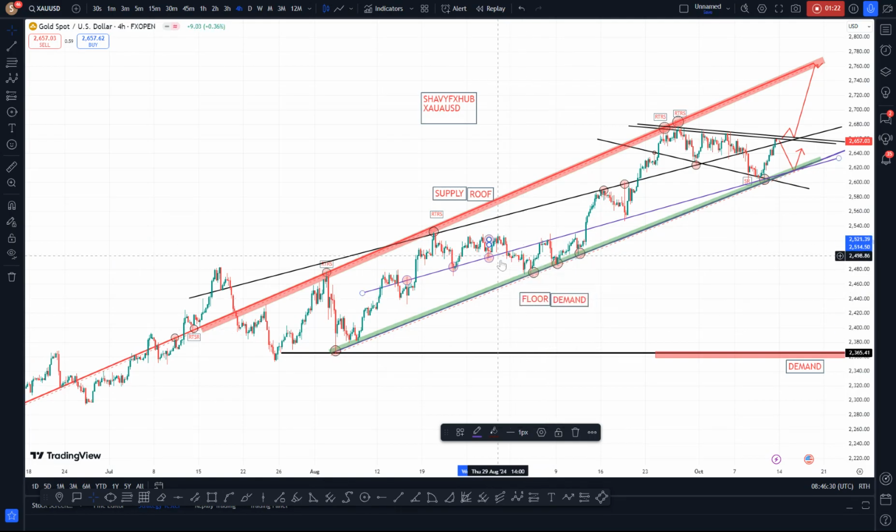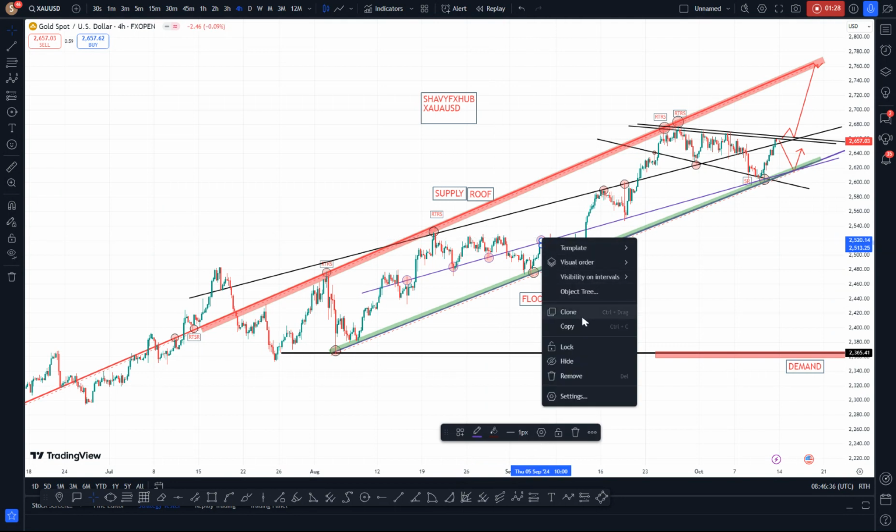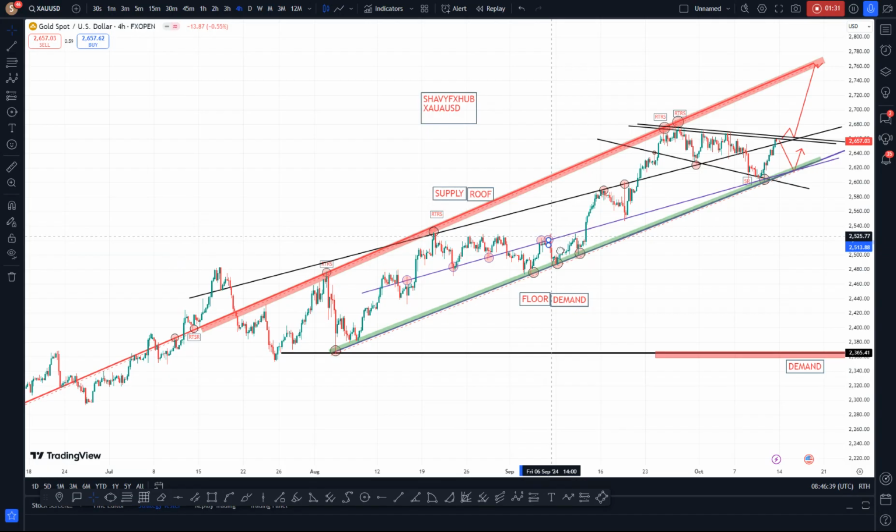The break of a support structure will return here as a resistance, return again as a resistance twice. So the break of a resistance structure will return here as support. Now we have more confluence to the 2600 into 2604 level. We have our purple ascending trend line acting as dynamic support from the bottom, which is our floor.